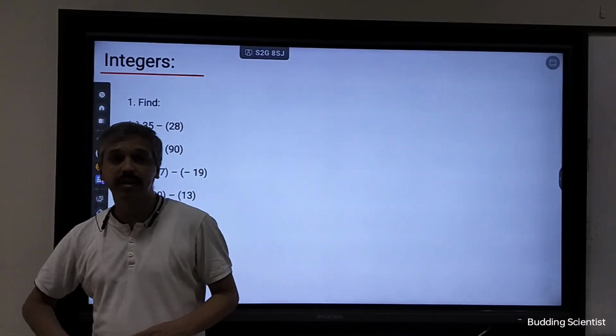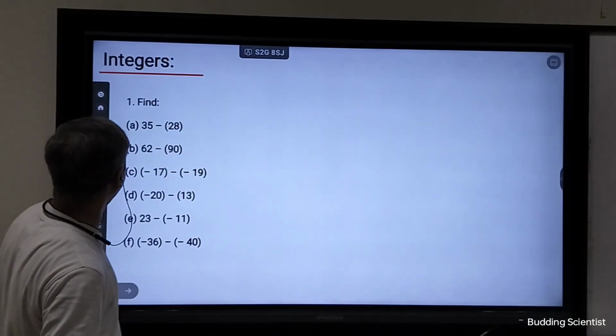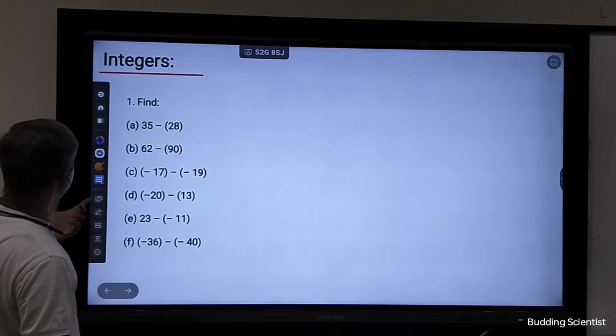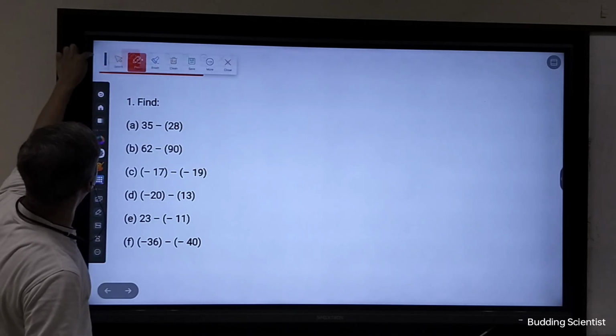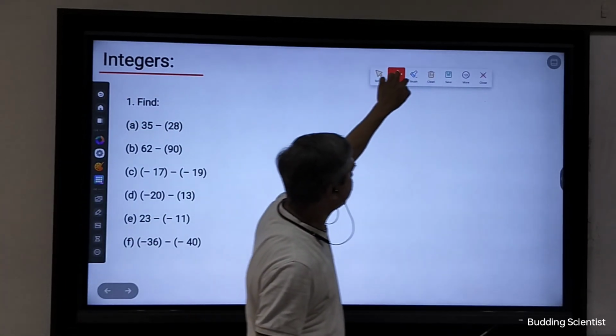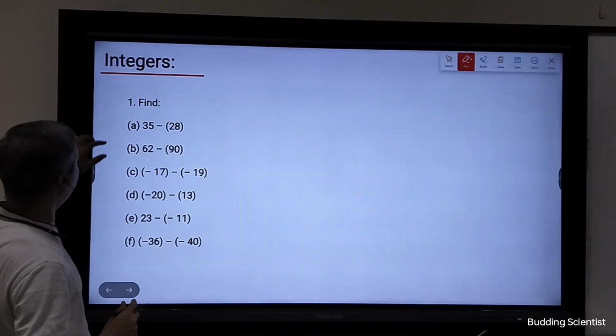Alright, we'll now check the chapter called integers and we'll quickly revise the basic questions out of that. In this question, we are asked to find out the answers or the solutions of these problems. Let's see one problem first and then solve all of them.